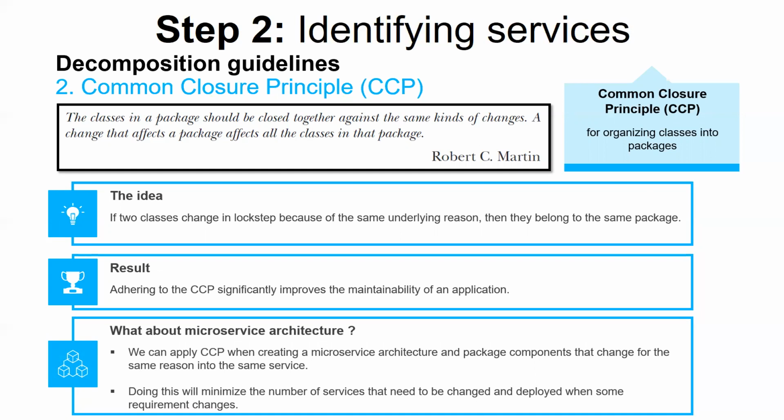SRP and CCP are only two of the 11 principles presented by Bob Martin. They are particularly useful when developing a microservice architecture. To have an idea on the remaining 9 principles that are generally used when designing classes and packages, I invite you to check the link I put in the description.